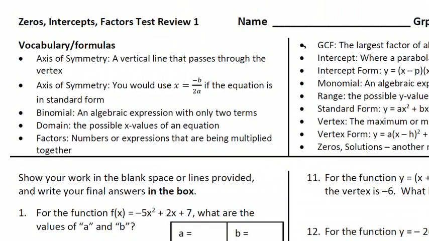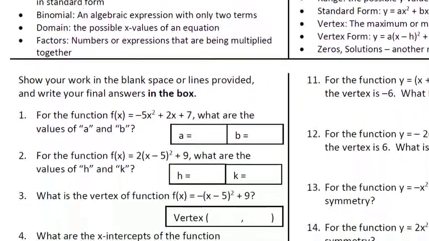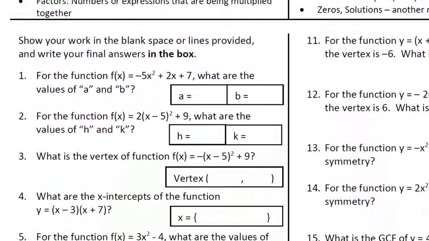Alright, let's take a look at question number 1. Question number 1: show your work in the blank space or line provided and write your final answers in the box. For the function f of x equals negative 5x squared plus 2x plus 7, what are the values of a and b? So class, we need to recognize that this is a standard form quadratic.